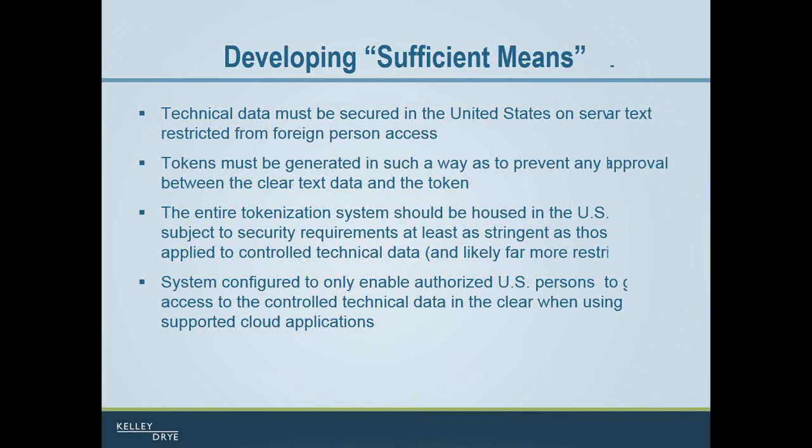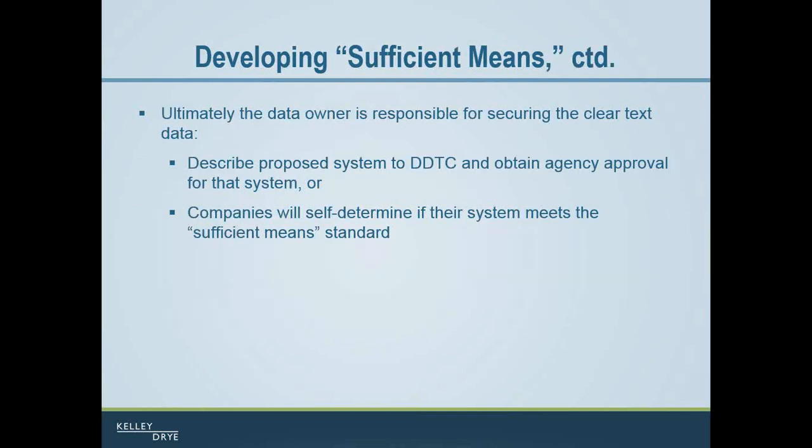Another approach, because sufficient means is not defined, is for companies to self-determine if their system meets the sufficient means standard. And the agency has really not provided any kind of direction here. And with many things, the agency, DTC, relies on exporters to achieve the standards and to meet the requirements of the license exception on their own. But as indicated, people could also approach the agency and ask for some guidance.